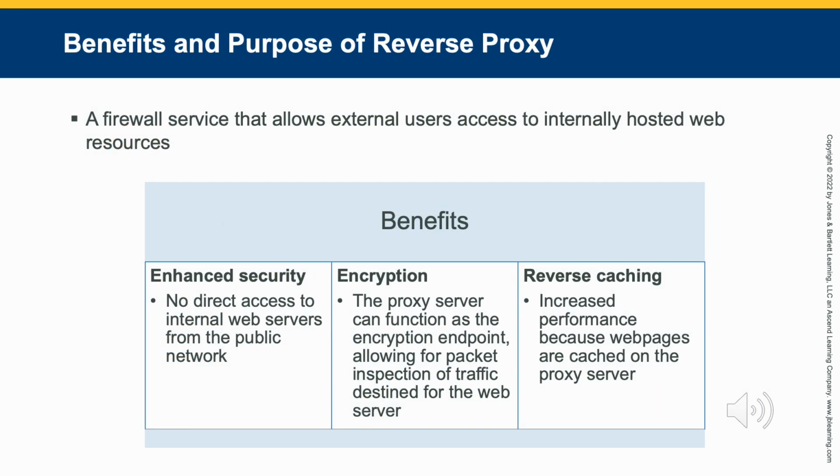Benefits and purpose of a reverse proxy. A firewall service that allows external users access to internally hosted web sources. The benefits are enhanced security. There's no direct access to internal web servers from the public network. Encryption: the proxy server can function as an encryption endpoint, allowing for packet inspection of traffic destined for the web server. Reverse caching: increased performance because web pages are cached on the proxy server.